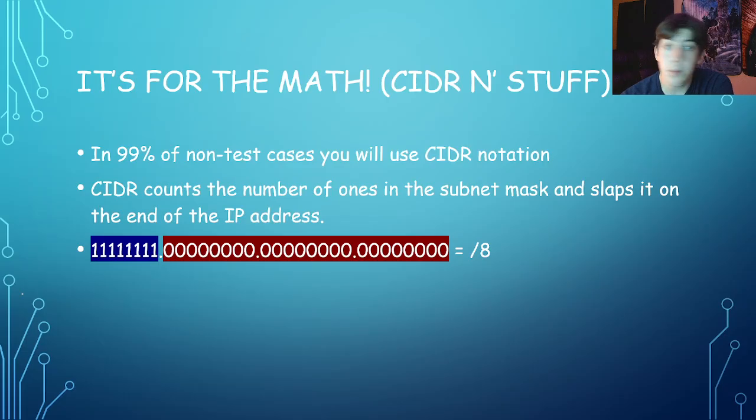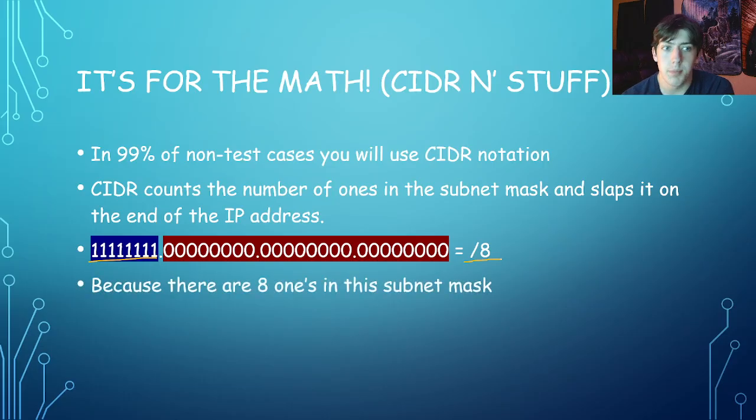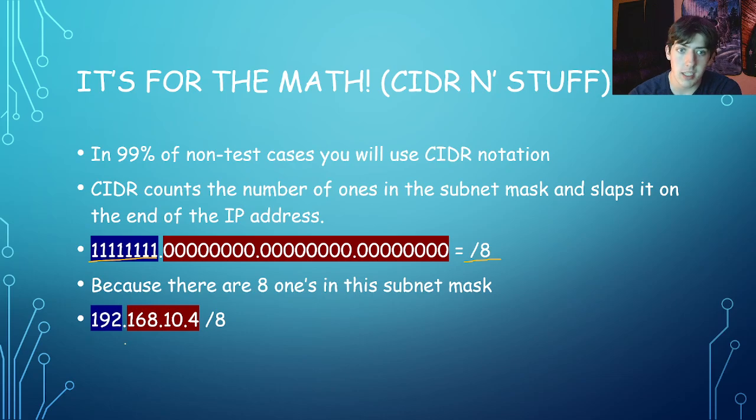Here's a quick example, binary subnet mask with 8 ones. 8 ones means a CIDR notation of 8, which is cool, because there are 8 ones. Now here's the IP address that would be associated with this. This is network number 192 and computer number 168.10.4.